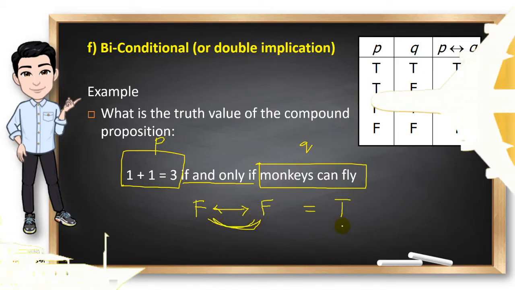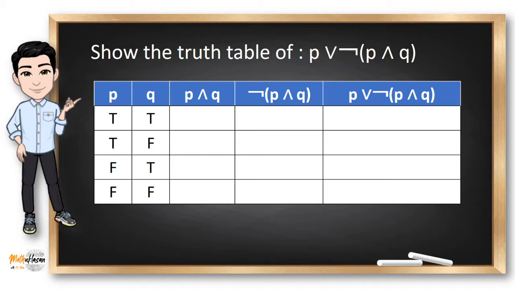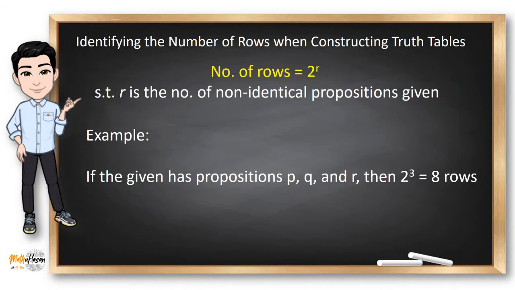So it's true. As mentioned in the introduction of this video, the truth table allows us to see all the possible truth value outcomes of a given compound proposition. And for us to identify the number of rows we need when constructing truth tables, we can use this formula. Number of rows is just equal to 2 raised to r, such that r is the number of non-identical propositions in the given. For example, if the given compound proposition has propositions p, q, and r, then r is equal to 3.